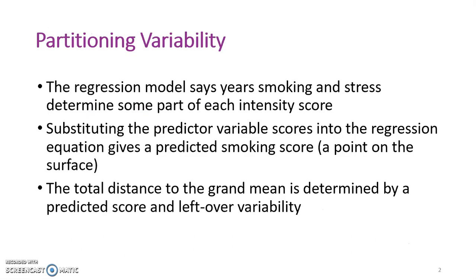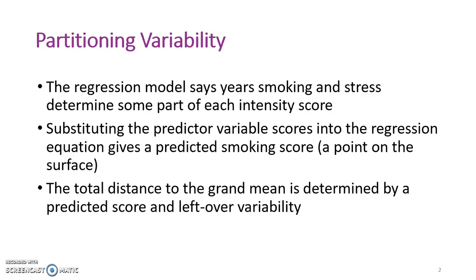So by now, we have looked at the smoking example and talked about how to interpret the intercept and slope estimates, but let's talk about the overall variability that we're working with in the model. Essentially, the model we specify says that the years smoking and stress predictor variables determine in some way part of each smoking intensity score. So subbing in the predictor variable scores into our regression equation will give some predicted smoking score.